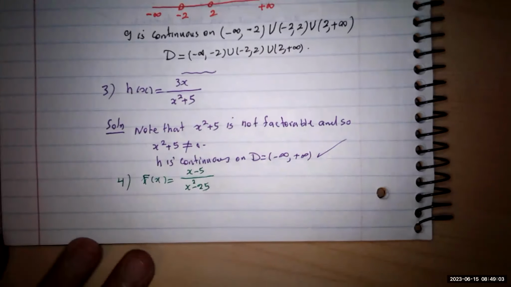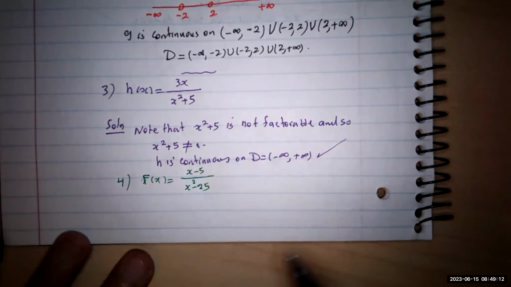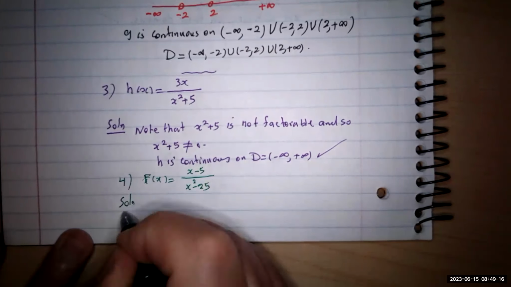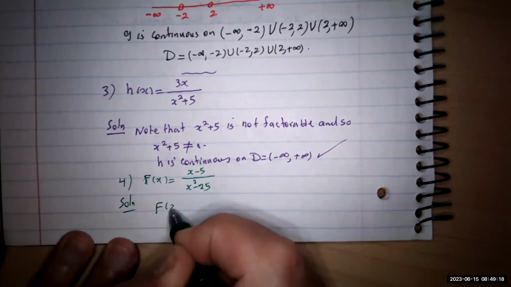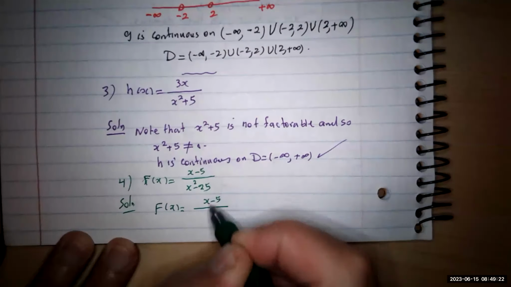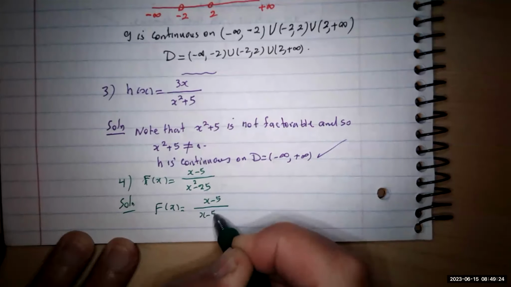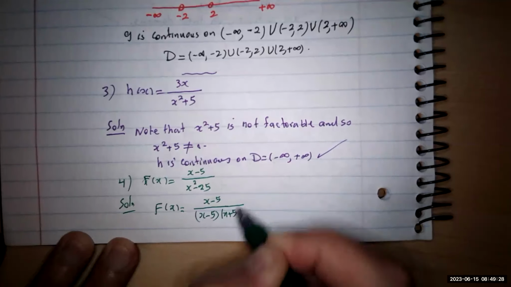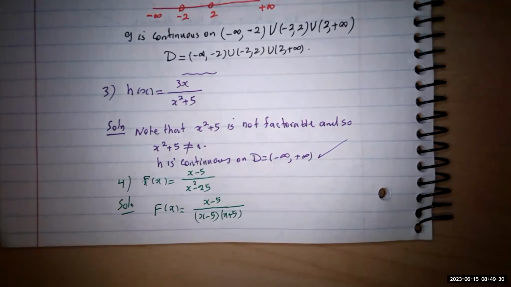We want to check where this is going to be continuous. Of course, we have x squared minus 25, so we have to factor it first. Okay, so let's do the factoring. So the solution is going to be f of x equal to x minus 5 on the top, over x minus 5 times x plus 5. Any suggestion where this is going to be continuous?